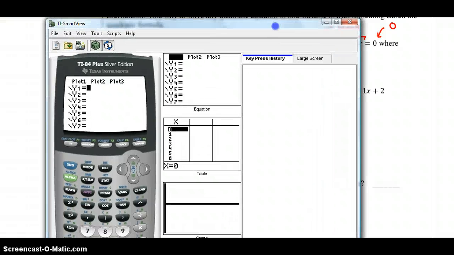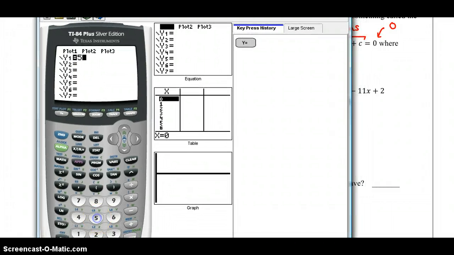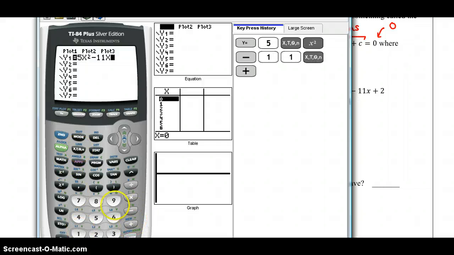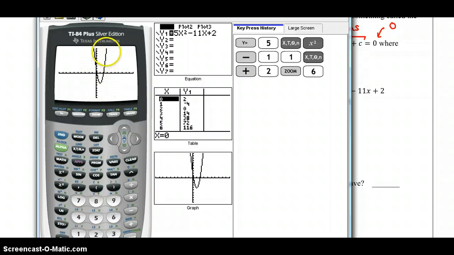On our calculator, if we push y equals to get to our screen, and if you've got other equations here, we can clear those off. Then in that window, we are going to type 5x squared minus 11x plus 2. Then Zoom 6 will take us back to the standard window that runs from -10 to 10 on both axes. And we get a graph that looks like this.